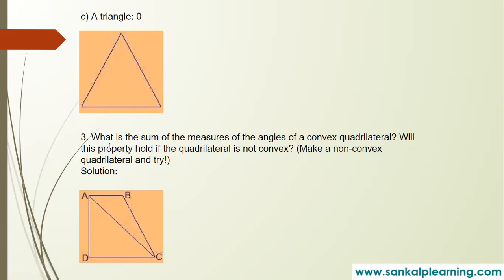Come to the third one. What is the sum of the measures of the angles of a convex quadrilateral? Well, this property holds if the quadrilateral is not convex. Okay, children. So what is the question? The sum of measures of angles of a quadrilateral. What is it for a convex one? If it is not convex, is it the same or not, they are asking. Let us see whether they are same or different.